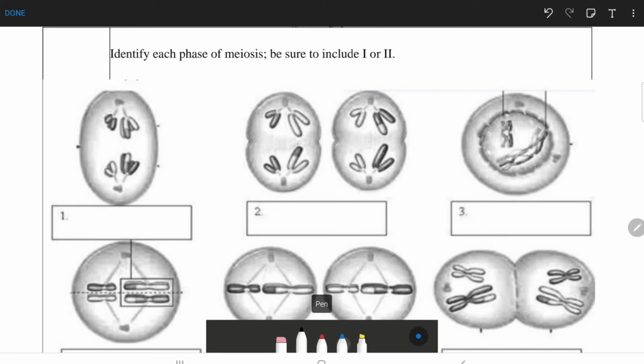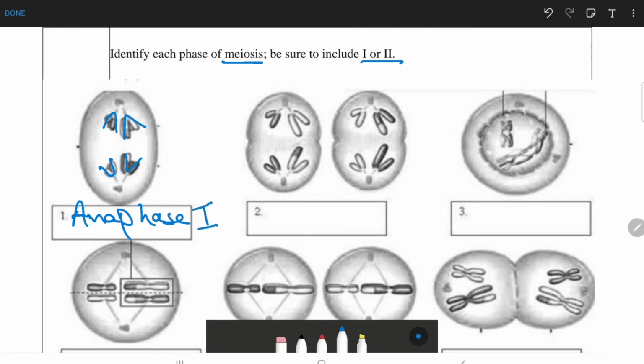Tricky question: you have to identify each phase of meiosis and make sure you say whether it is 1 or 2. So first of all, in the first picture, the chromosomes are in a V shape, which means they are moving to opposite poles, but you can easily see that they are homologous chromosomes. So that's why this should be anaphase 1.